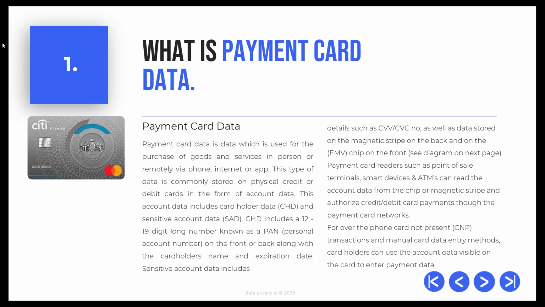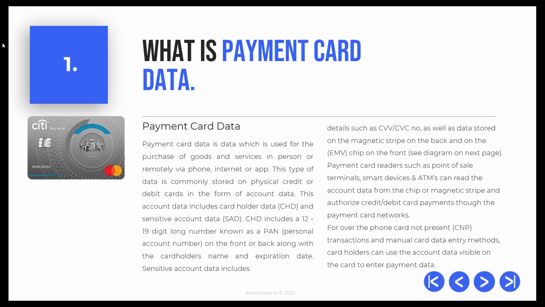So we begin by looking at what payment card data is. Well, simply put, it's data found on physical and virtual payment cards that can be used at ATMs or the purchase of goods and services, on the phone, or via web app or physical form. Data found on physical cards may include cardholder data, known for short as CHD, and it may also contain sensitive account data known as SAD.